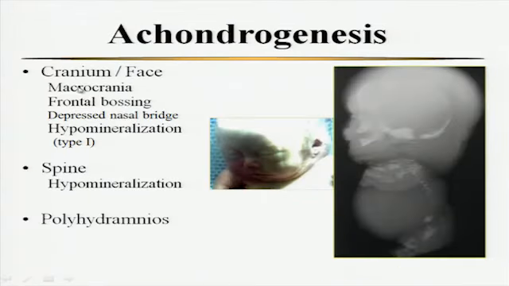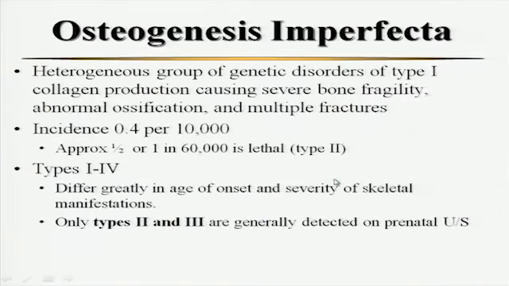The craniofacial, again, is going to be the frontal bossing, depressed nasal bone, but the hypomineralization of both the head, the skull, and the spine, and the polyhydramnios. But you can see these little rib fractures in here. And look at the spine. I mean, you can barely see the vertebral bodies there. Look at all the tissue redundancy. Look at the skull compared to the tissue redundancy.